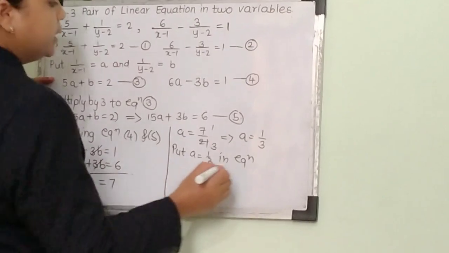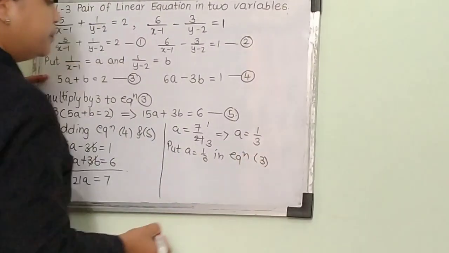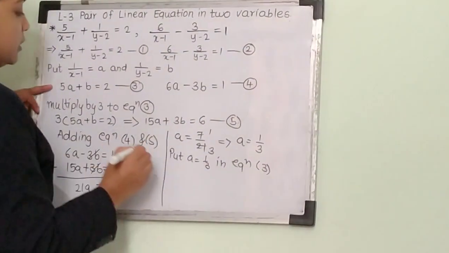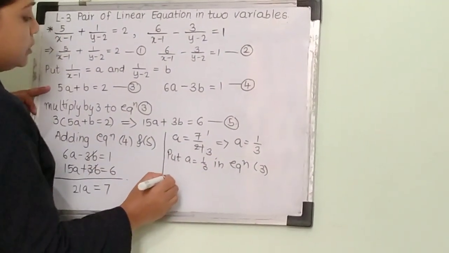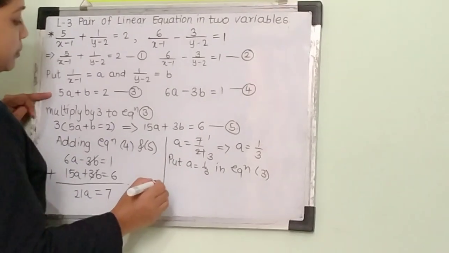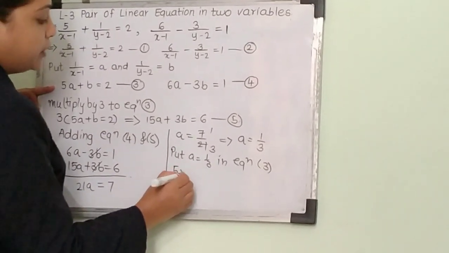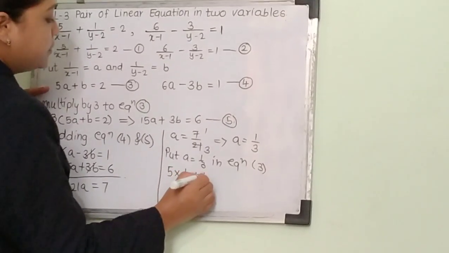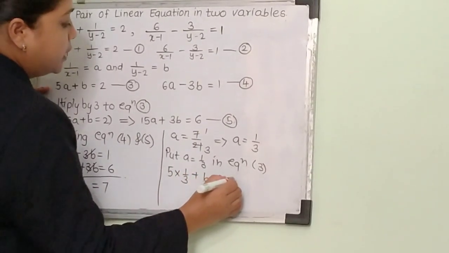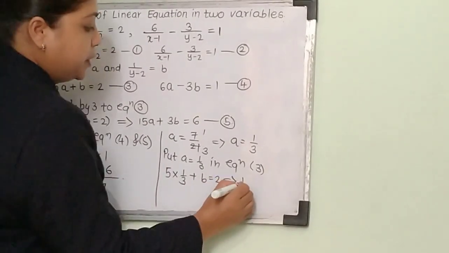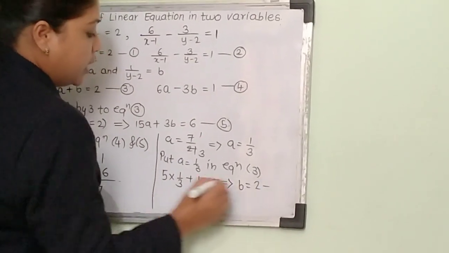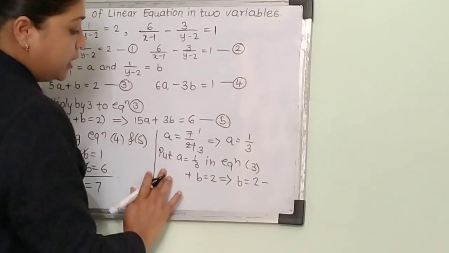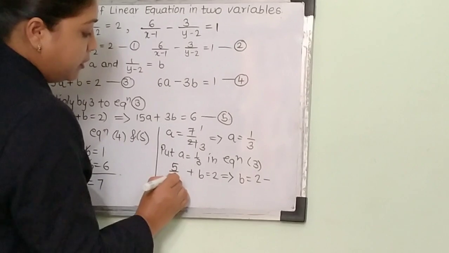I will put in equation number 3. The simplest equation we have to choose for the substitution, so your calculation becomes easy. So 5 into a, which is 1 upon 3, plus b equals to 2. That implies that b equals to 2 minus this 5 into 1 upon 3, which we can write as 5 upon 3.